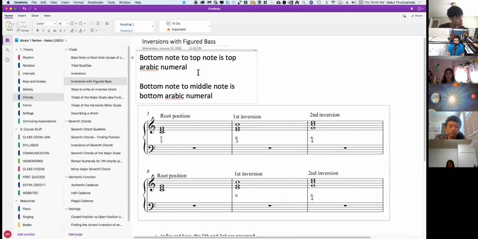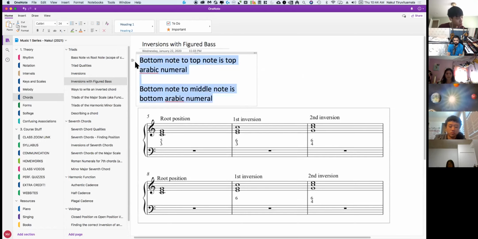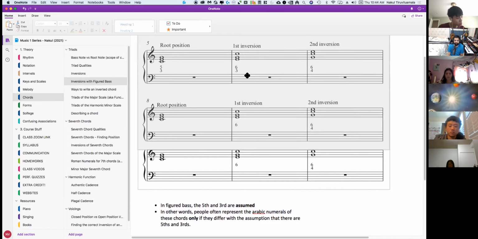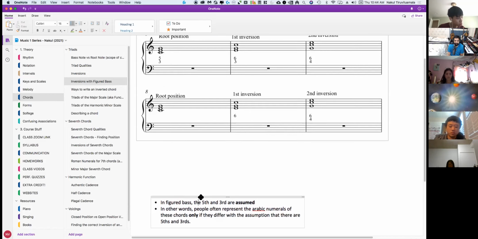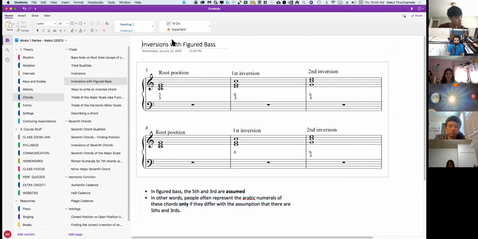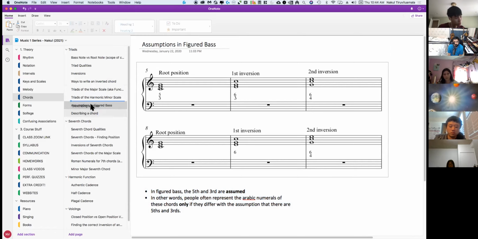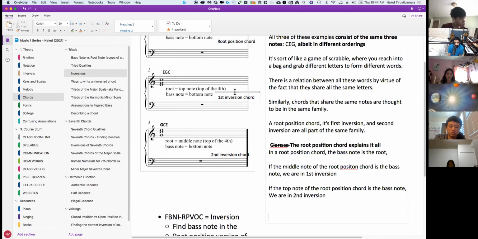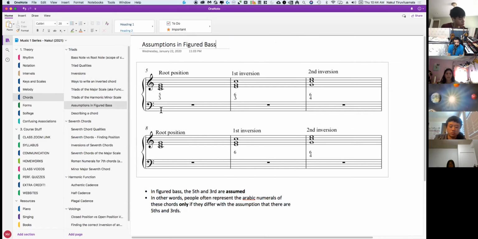Hopefully, you know what? In fact, I've already explained this Arabic numeral thing. So let me rename this slide: Assumptions in figured bass. Okay. And then here, I guess I'm going to put triads of a chord here first. Right. And then there we go. Okay. So hopefully you can see this. Hopefully this makes sense, right?